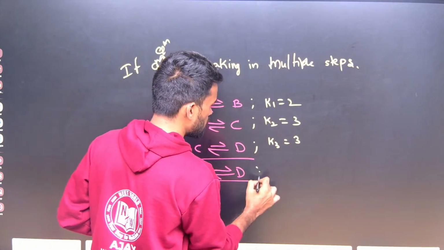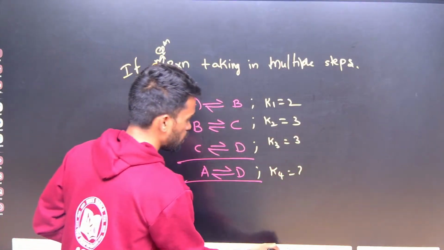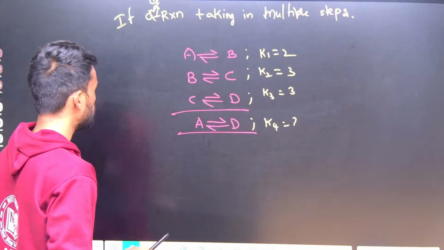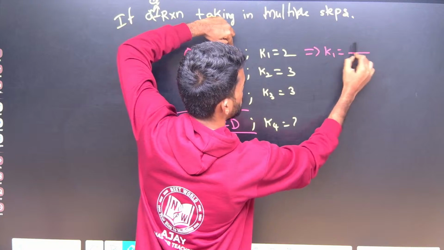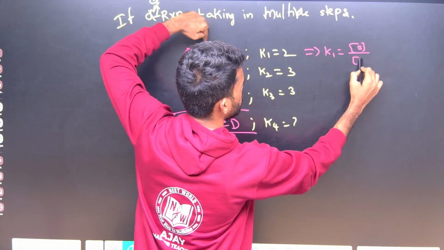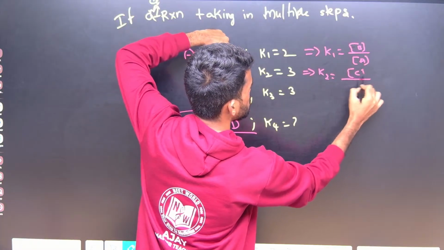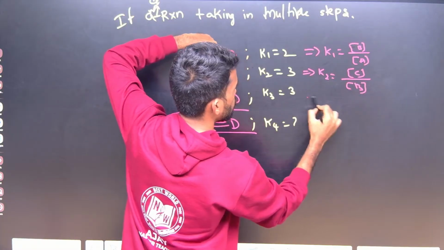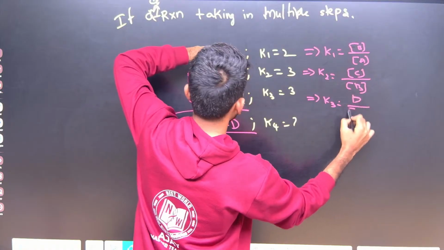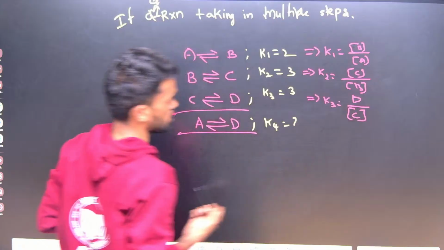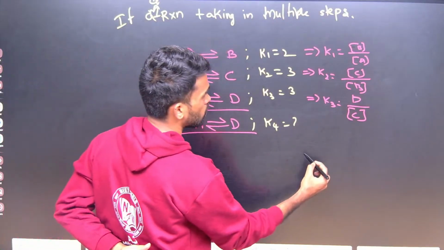So now what about K4 they will ask. So what will be your answer here? Just look at here, in each case how can we write K1? K1 is nothing but concentration of B by concentration of A. Similarly K2 is nothing but concentration of C by concentration of B. And K3 is nothing but concentration of D by concentration of C.